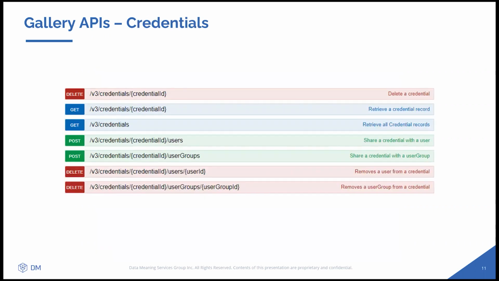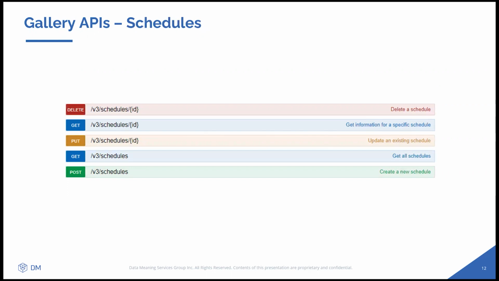Now for credentials, what are the options that we have? We can delete a credential, retrieve a credential record, and retrieve all credential records. We can share a credential with a user or with a group. We can remove a user or a user group from a credential. So again, pretty much the same operations that you can perform on the UI, you can do through the API calls.